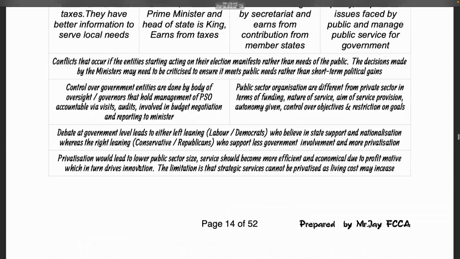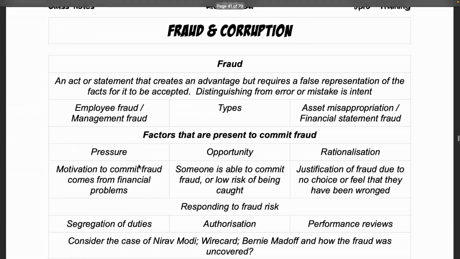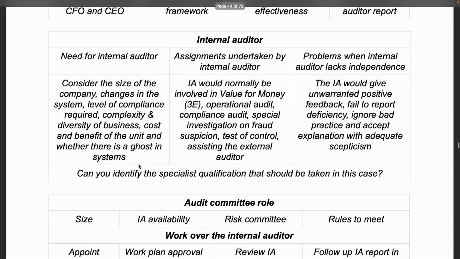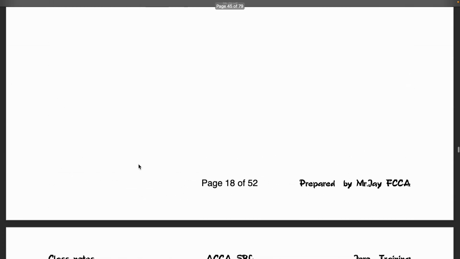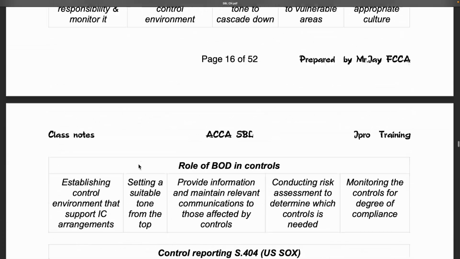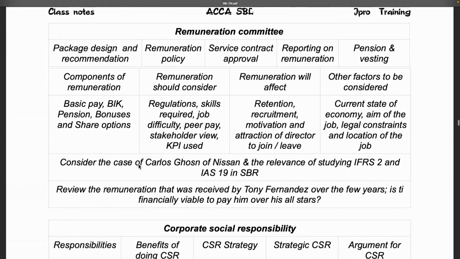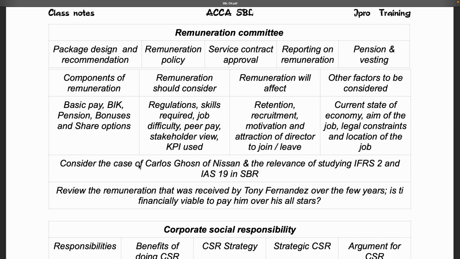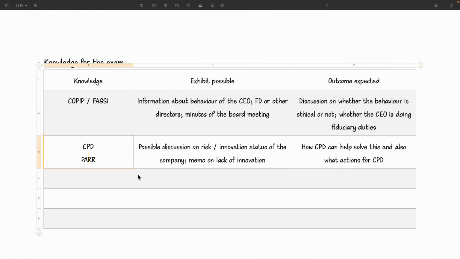So up to here, you can see this is many pages. It stops at page number 18. Now, if you look at the first part, knowledge that you should know.